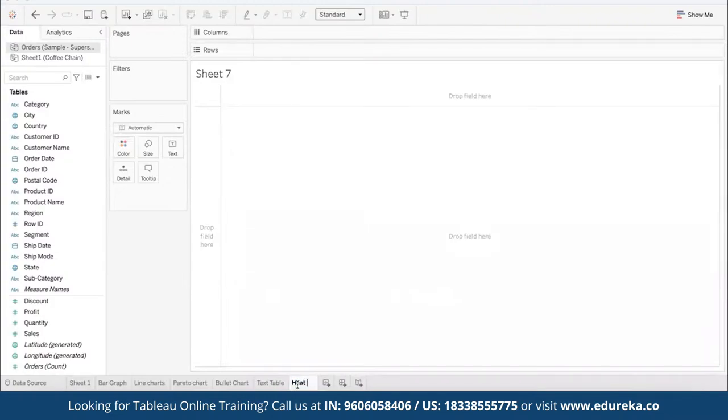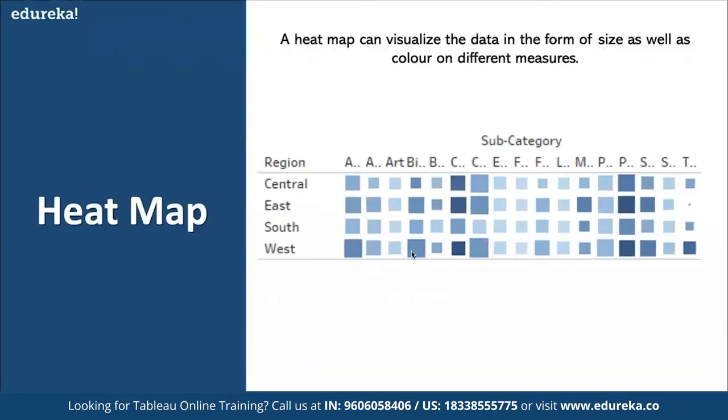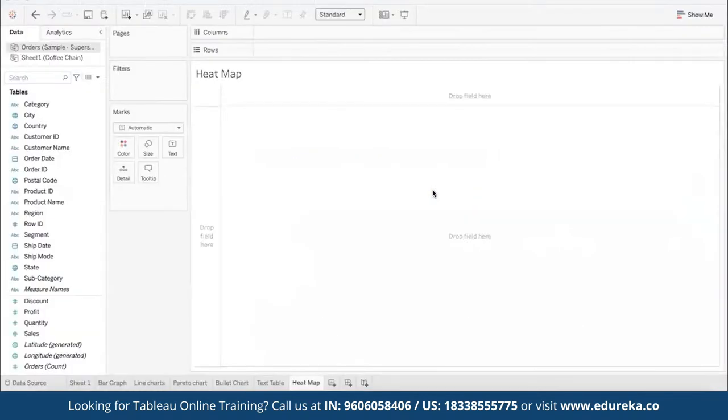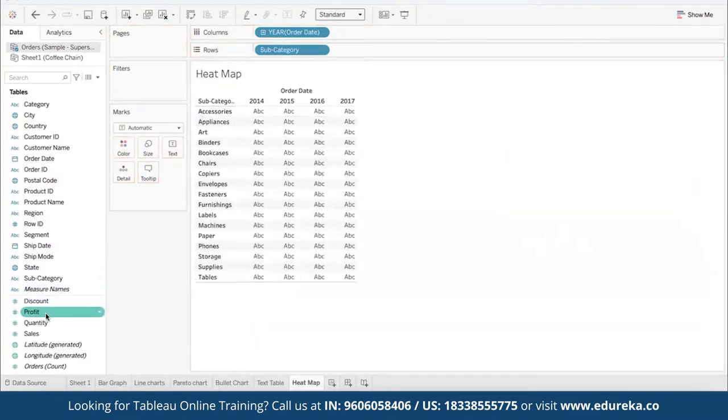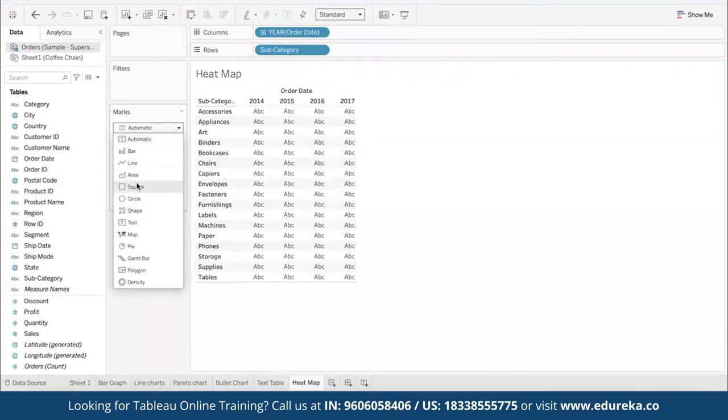Now, the next chart is a heat map, which is more or less like your text table only, but rather than showing the data by putting the numbers in there, we will indicate it through a square. So I will do the same thing, okay? Order date and then subcategory, and I'm showing the profit. I'll just take it to detail, okay? Provide the information. One moment. I'll use the mark type as square.